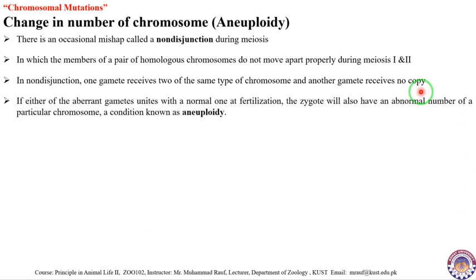So in non-disjunction, one gamete receives two of the same type of chromosomes and another gamete receives no copy. If either of the aberrant gametes unites with a normal one at fertilization, meaning the one which has 24 chromosomes and the other which has 22 chromosomes, combined with a normal sperm, then in one instance there will be a 2n plus 1 situation, 47 chromosomes, and in the other instance there will be a 2n minus 1 situation and 45 chromosomes.